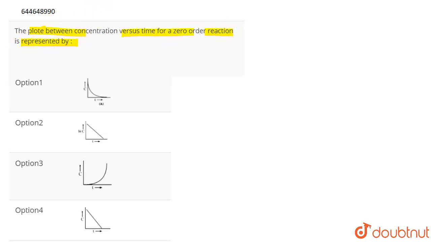The question is, the plot between the concentration versus time for a zero order reaction is represented by. Now, for a zero order reaction, the rate can be written as minus dC by dt, if C is the concentration of reactant, and in a reaction, the reactant disappears, right? So it can be written as minus dC by dt, and this will be equal to a constant K.